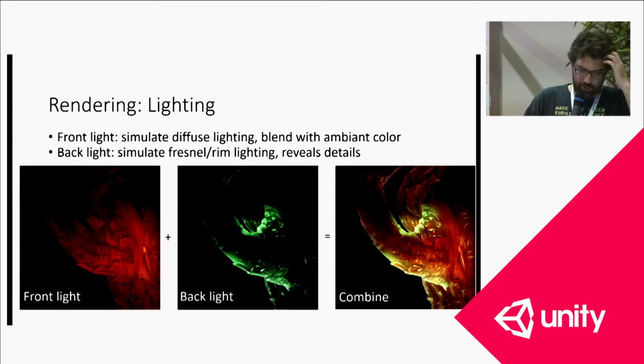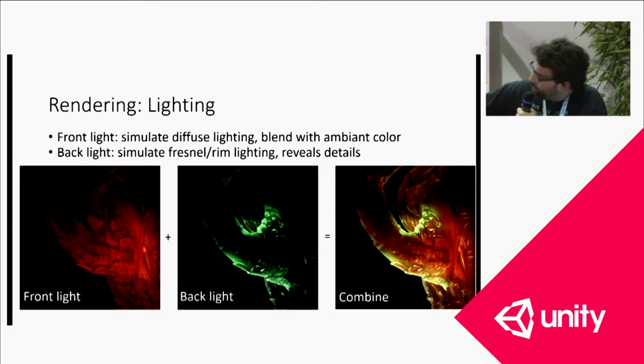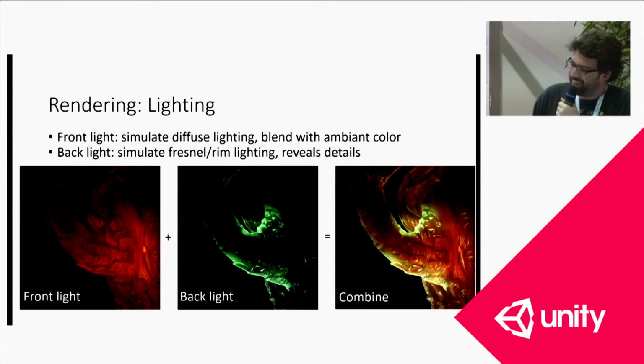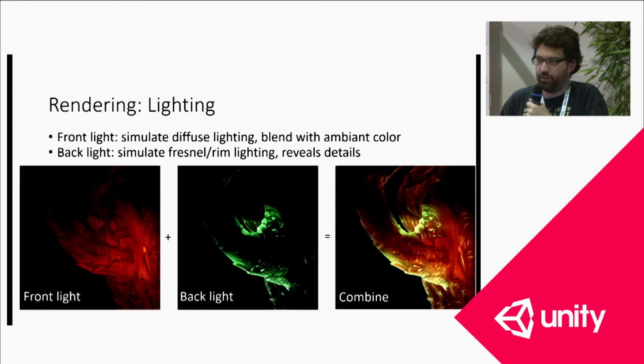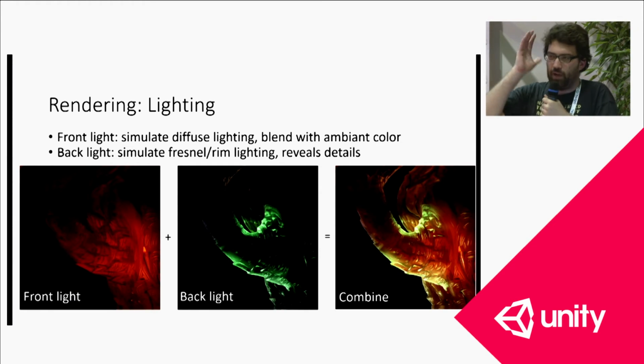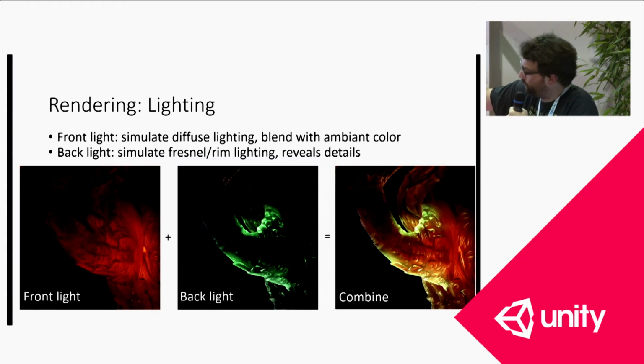So the rendering is done in two parts. The light can have two attributes. It can be a front light, which simulates diffuse lighting, on the left of the screen. I don't know if you see anything. And then a light can have a backlight attribute. It's to simulate the Fresnel lighting or the rim lighting. They use it a lot in Mario Galaxy and stuff like that to highlight the characters. Then we combine those two lights, and we get the final rendering. You can see on this tree, there are a few details that are revealed by the rim light.